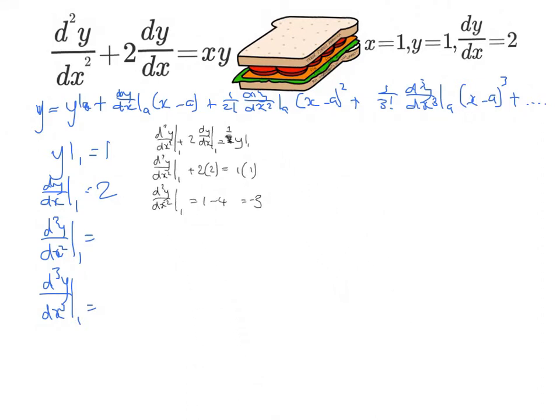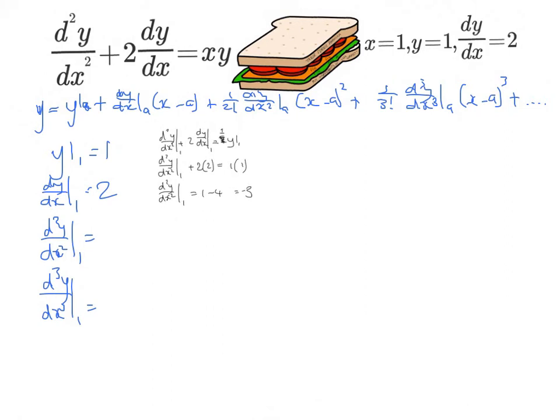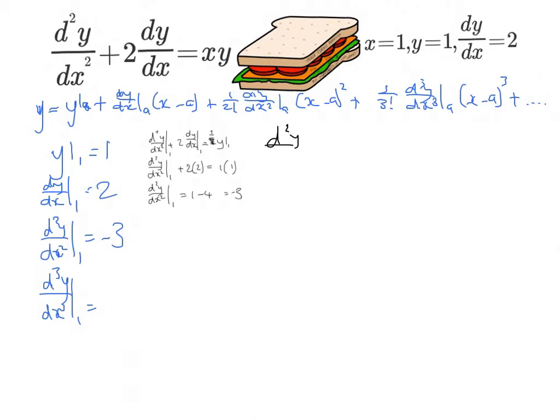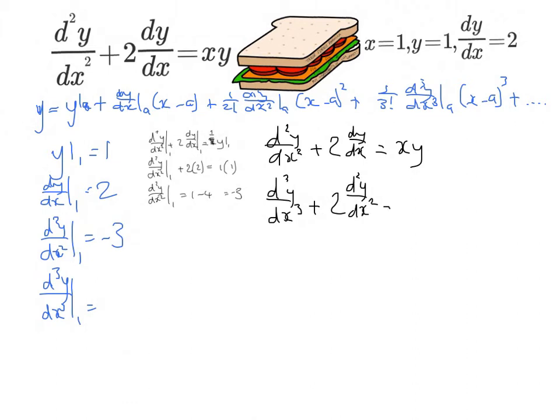One more ingredient to find. This takes a bit of room, so I'm just going to move that out of the way. So, what did I just find out? I found out that the second derivative at point 1 is minus 3. Now, to get the next one, I'm going to have to differentiate my original equation. So I start with my d squared y by dx squared plus 2 dy by dx equals xy, and I differentiate everything. d cubed y by dx cubed plus 2 d squared y by dx squared equals product rule. Hold the x still, differentiate the y, plus hold the y still and differentiate the x. Then evaluate everything at the point 1. x is 1, dy by dx at the point 1, y at the point 1.